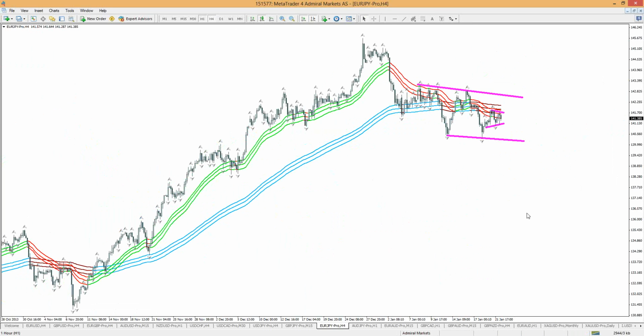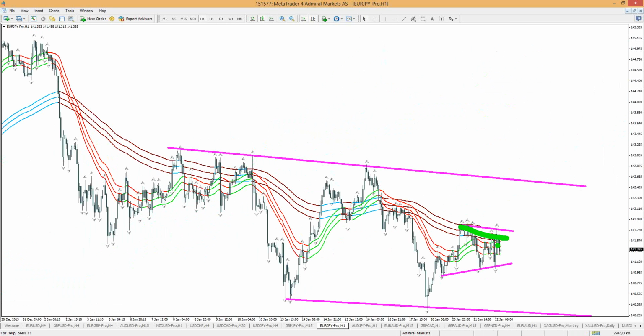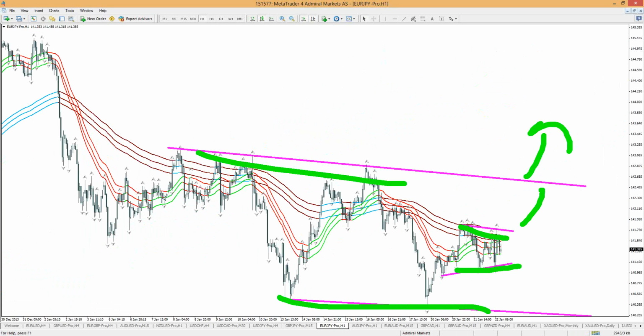So down to the hour, basically we have a smaller consolidation here and then a bigger consolidation here. And the arrows I have on the chart there are the potential breakout trades of those zones. Okay, so you can see two consolidation zones, one bigger, one smaller.